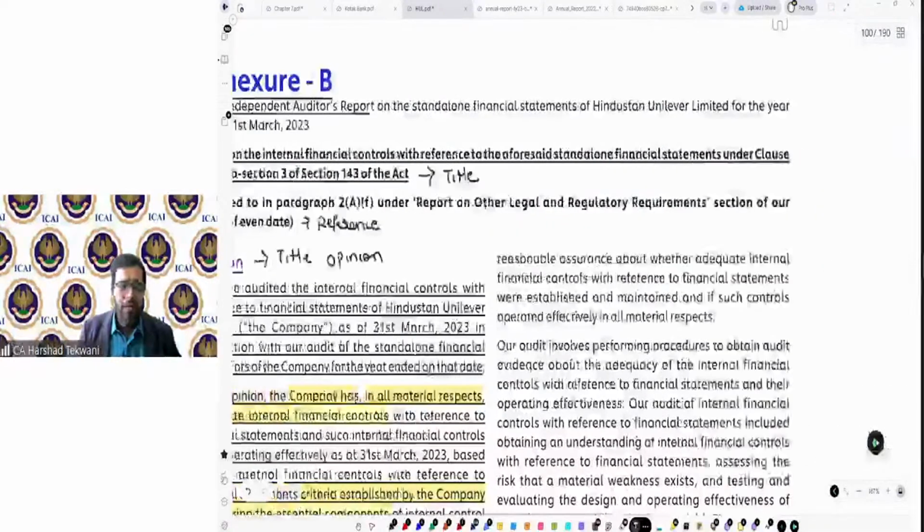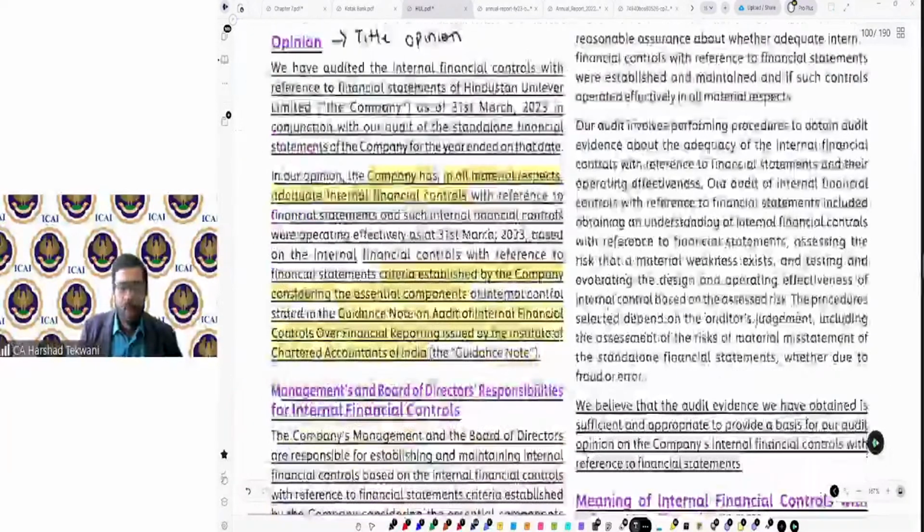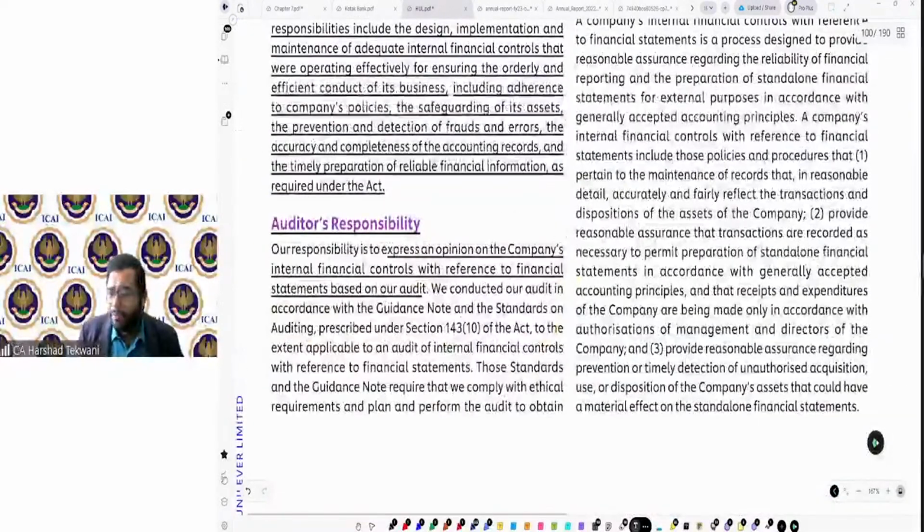Clear? Any doubt? Any doubt, guys? So criteria is kind of the thing with which you will compare. I compare financial statement with the criteria established by Schedule 3 or Ind AS. So Ind AS or Schedule 3 tells me how to prepare the financial statement. So that is the criteria.